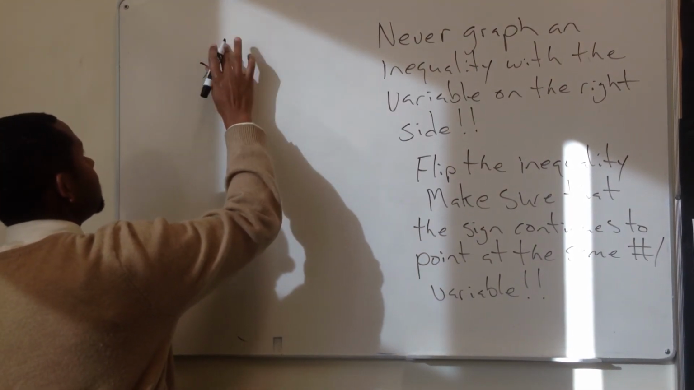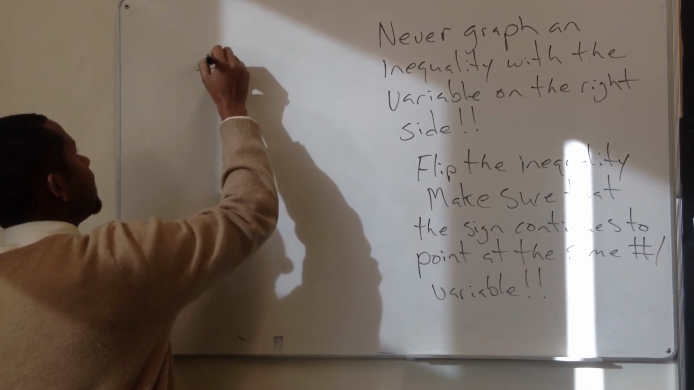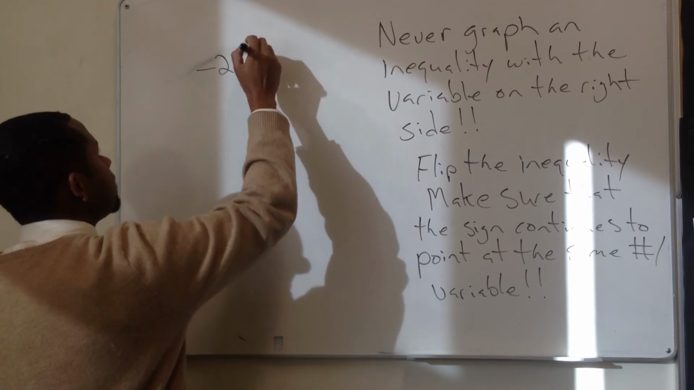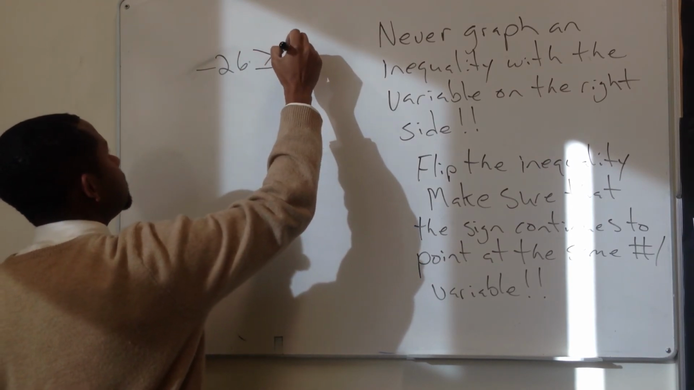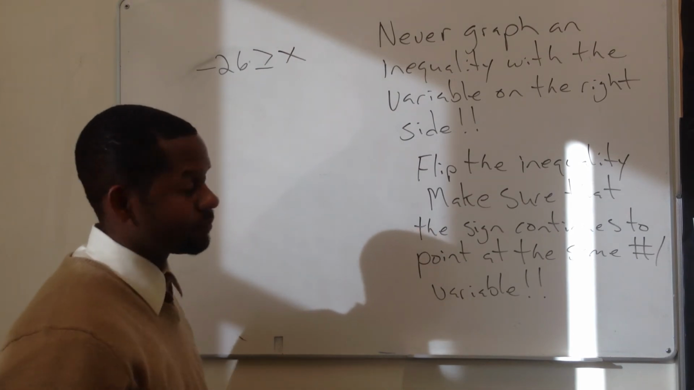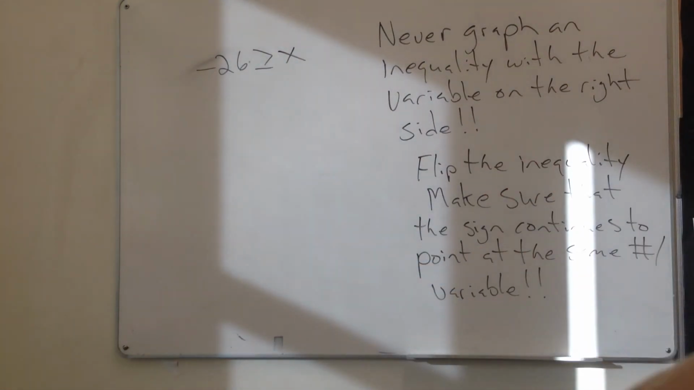It says negative 26 plus x, greater than or equal to x. Flip that and graph it. Do it. Last thing. All right, let me check my time.